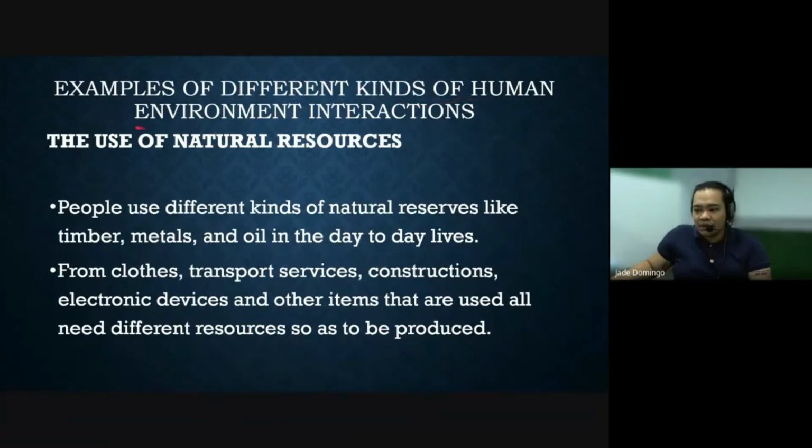Examples of different kinds of human-environment interactions: the use of natural resources. Of course, this is an automatic example of how we interact with our environment. We use natural resources both to survive and as a way to access funds. People use different kinds of natural reserves like timber, metal, and oil in their day-to-day lives, from clothes, transport services, construction, electronic devices, and other items that all need different resources to be produced. So that's a good way of looking at human-environment interactions: how we interact with our environment by using natural resources.